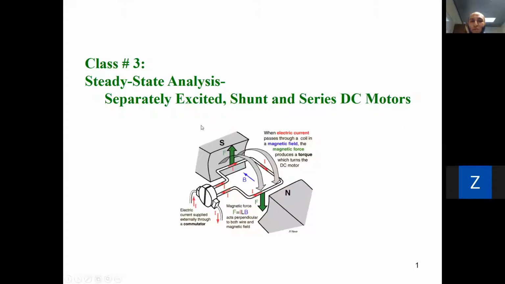Today, inshallah, we'll describe the steady state analysis for separately excited, shunt and series DC motors, and we'll describe the speed control for separately excited and shunt machines.